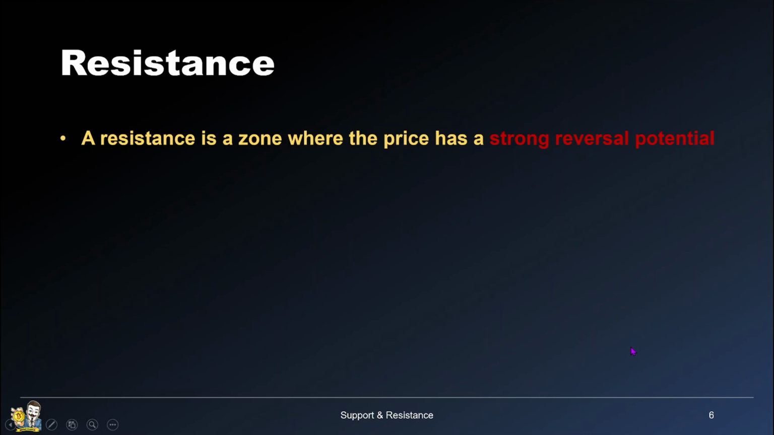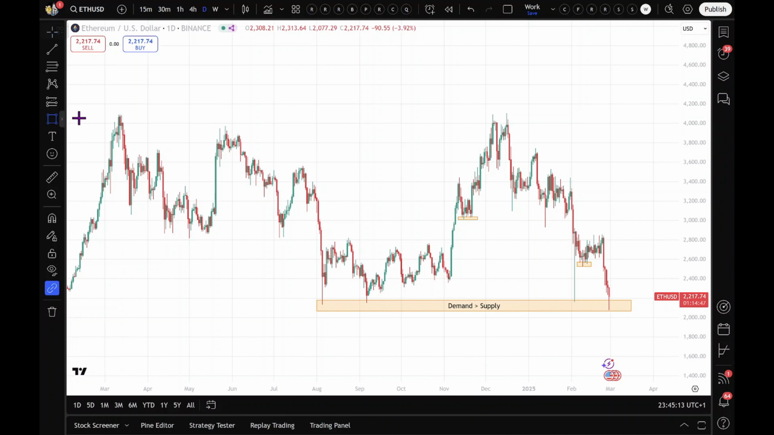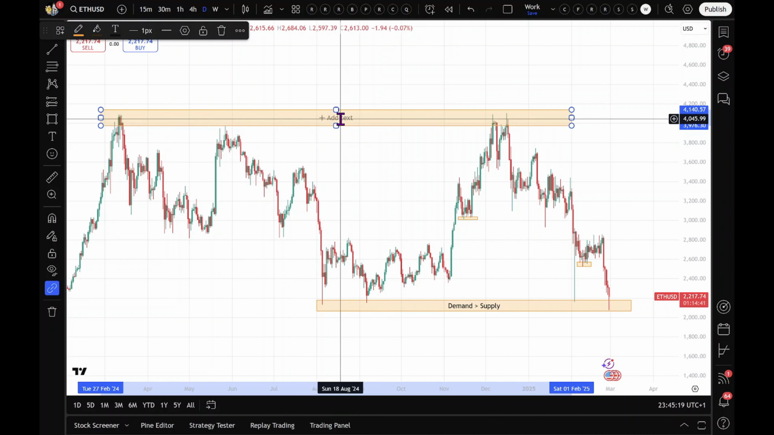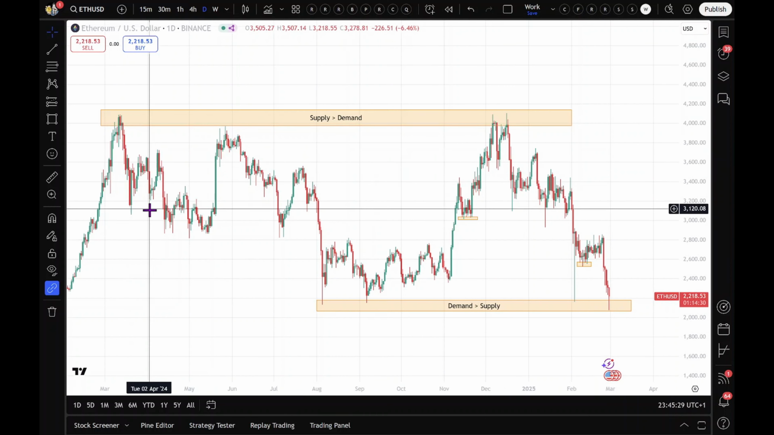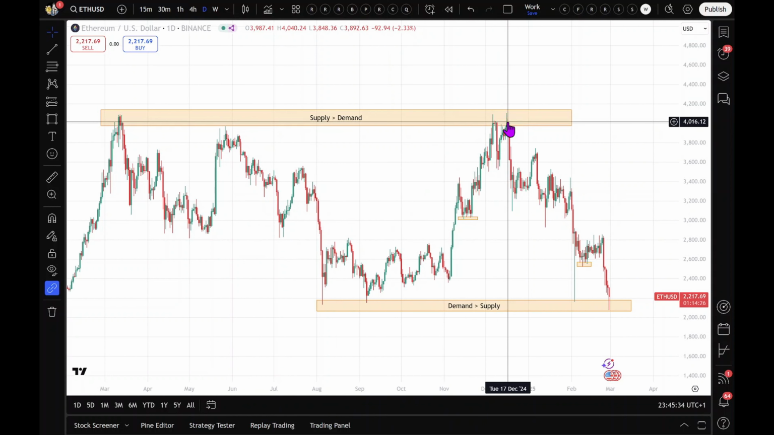A resistance zone, on the other hand, is an area where the price also has a strong potential to reverse. But in this case, supply is higher than demand, pushing the price down. This is called a supply zone. For example, we can see that there is a strong resistance level here. In this area, supply is higher than demand, which leads to a drop in price. We can see the first rebound here, a second one here, and 2 more rebounds over here.